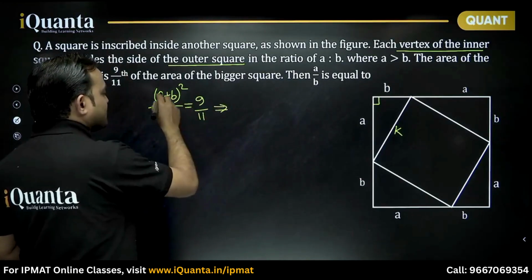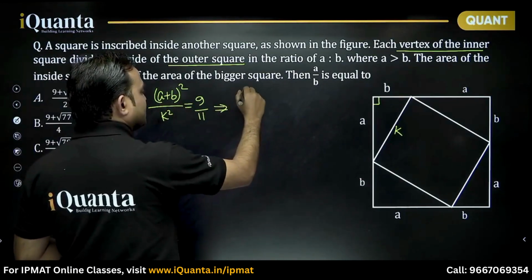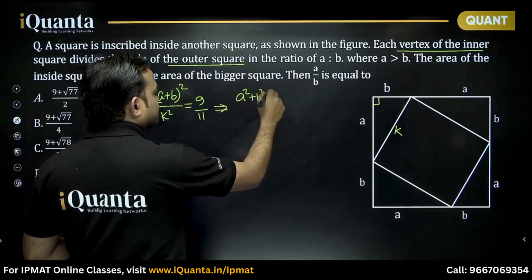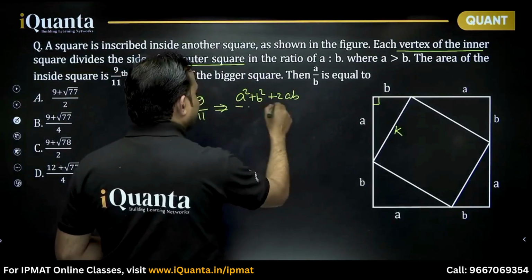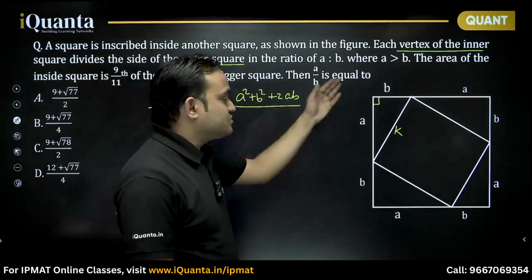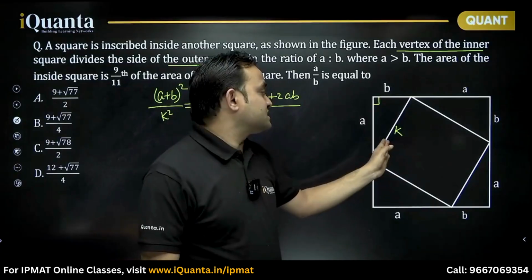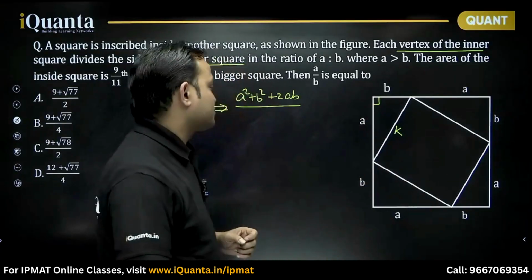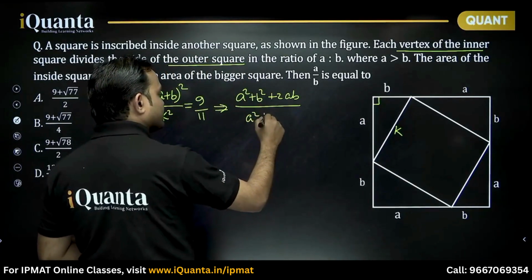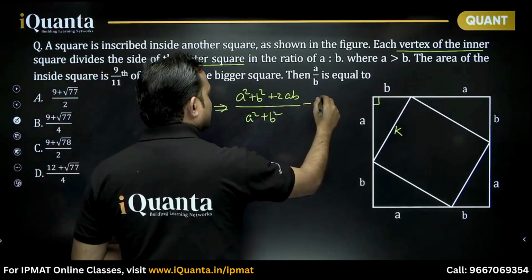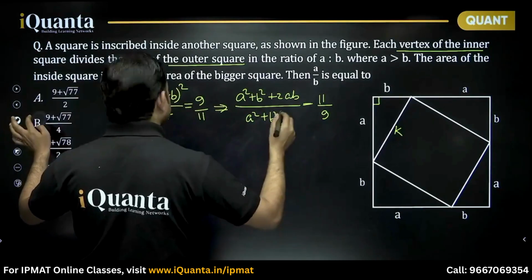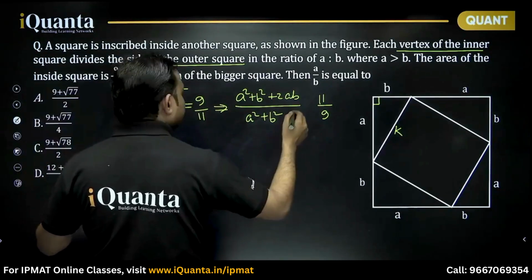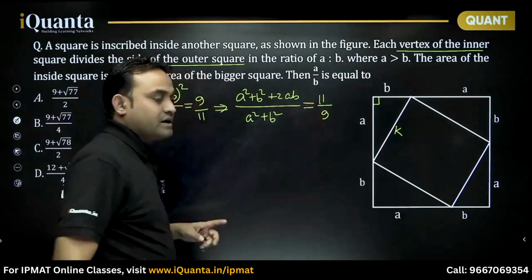Or we can say, if I break this, I can write a square plus b square plus 2ab divided by, what is k square? Can we say using Pythagoras theorem, k square is nothing but a square plus b square. So (a square plus b square plus 2ab) upon (a square plus b square) is equal to 11 upon 9, right? The ratio is 11 upon 9.